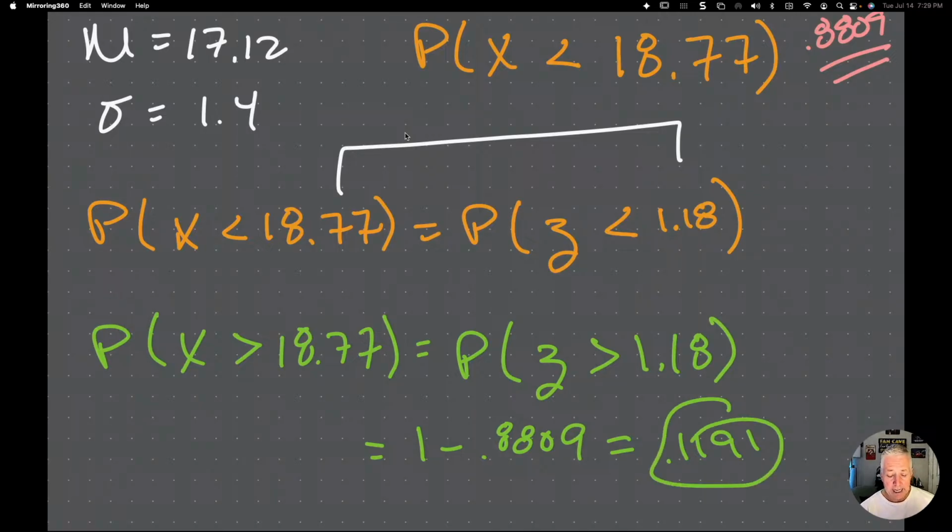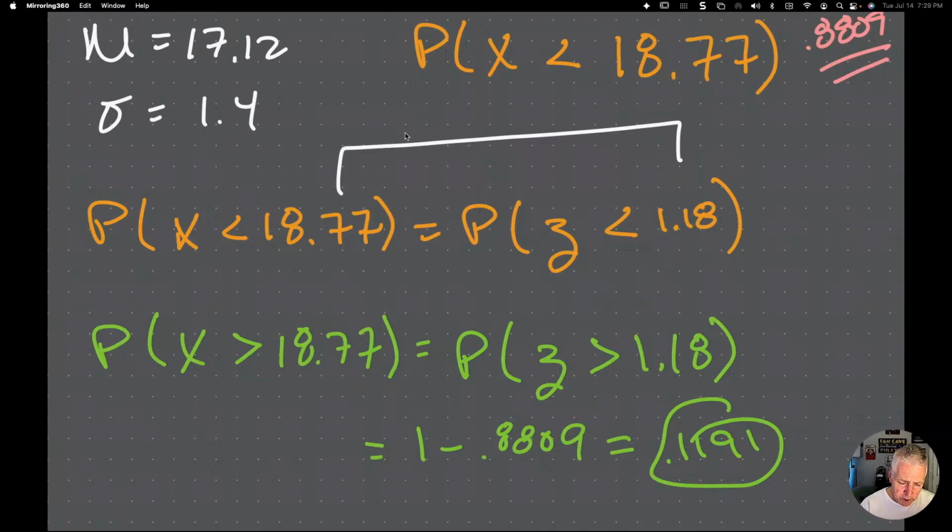Which makes sense. There's 88% on one side. There's about 12% on the other side. That's 100%. Okay. We're going to go now and do one that calculates the greater than first. But I just wanted to show you this. And there's different ways of skinning this cat, so to speak. Different ways to move into that normal curve.